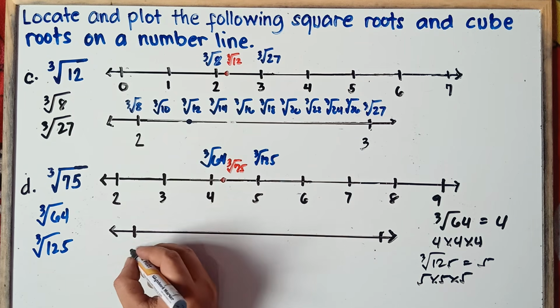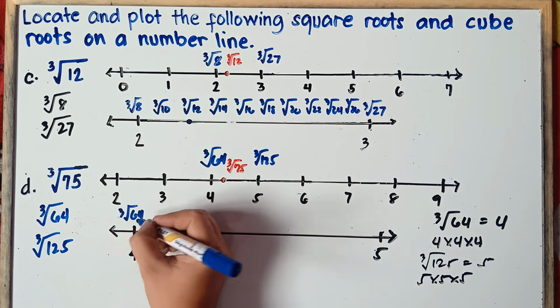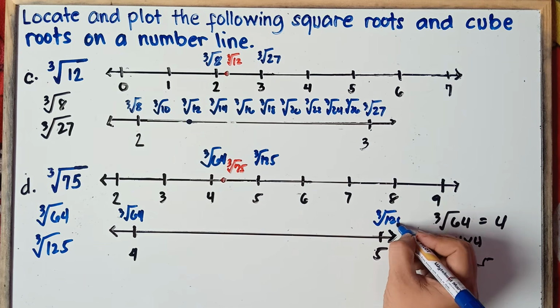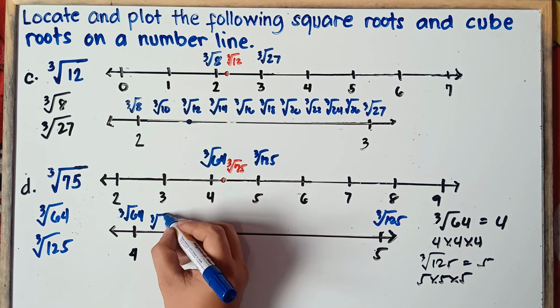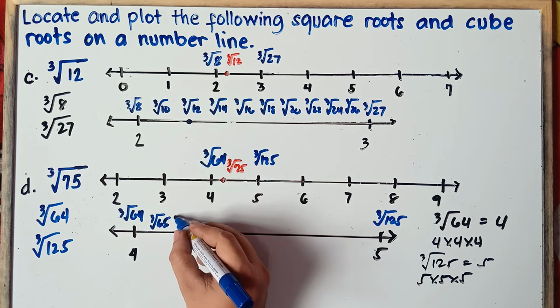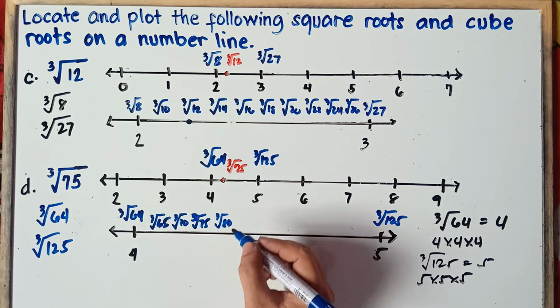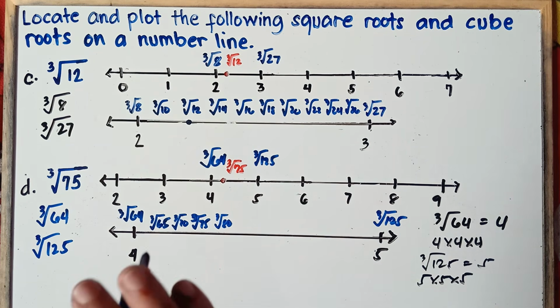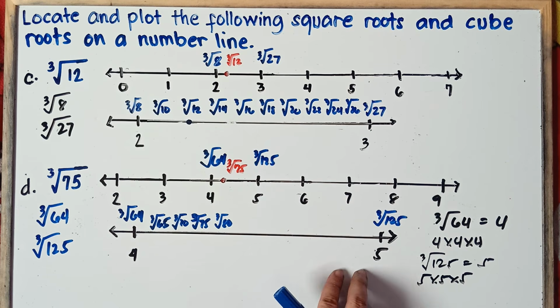We can say that this is 4 and this is 5, and this will be cube root of 64, and this is cube root of 125. And then we can do the skip counting by 5. So this is cube root of 65, and then plus 5, cube root of 70, and then cube root of 75, and then cube root of 80. We can do the skip counting, class, because if we write cube root of 64, 65, 66, 67, 68, 69, 70, and so on, I'm sure you don't have enough space to write those numbers. So that's why we can do the skip counting.